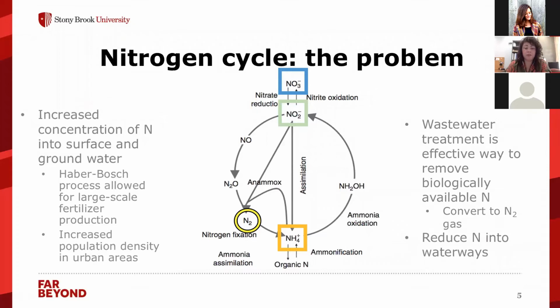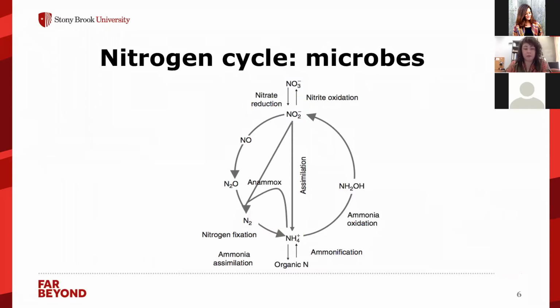So one solution actually is wastewater treatment. It's an effective way to remove these biologically available nitrogen species and convert them to the biologically unavailable nitrogen species, nitrogen gas. So ultimately, we want to reduce nitrogen into our waterways. But who's doing all this conversion? That would be the microorganisms, or microbes.